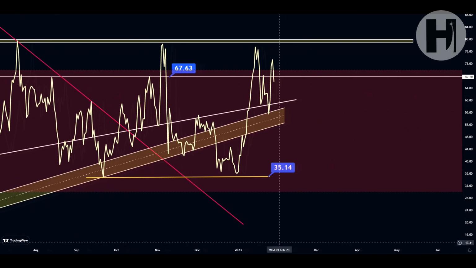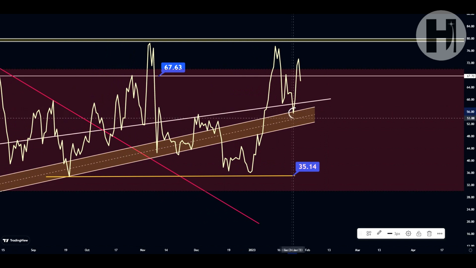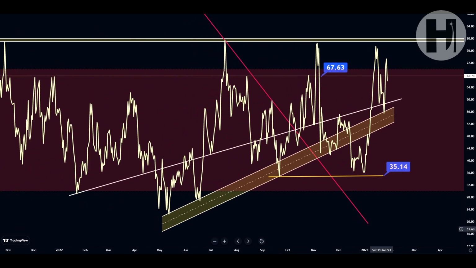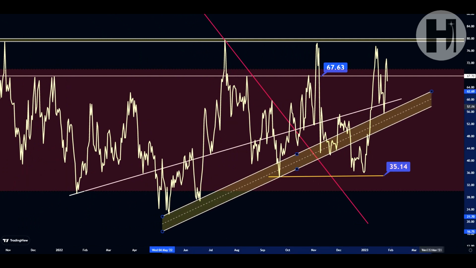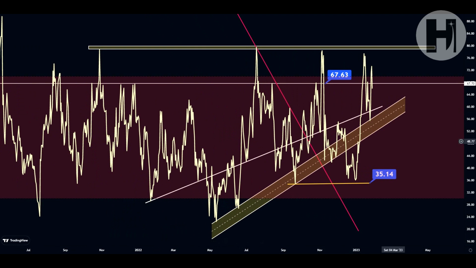And then when we started retracing, look where we ended up. We ended up exactly in the support block, and that's exactly where we started to bounce once again. So as you can see, this support block is pretty important for us. I don't know if we're going to hold it as support again, but I would just extend this further up to see what's going to happen once we start coming back down to it. This would definitely be a good entry point in my honest opinion.